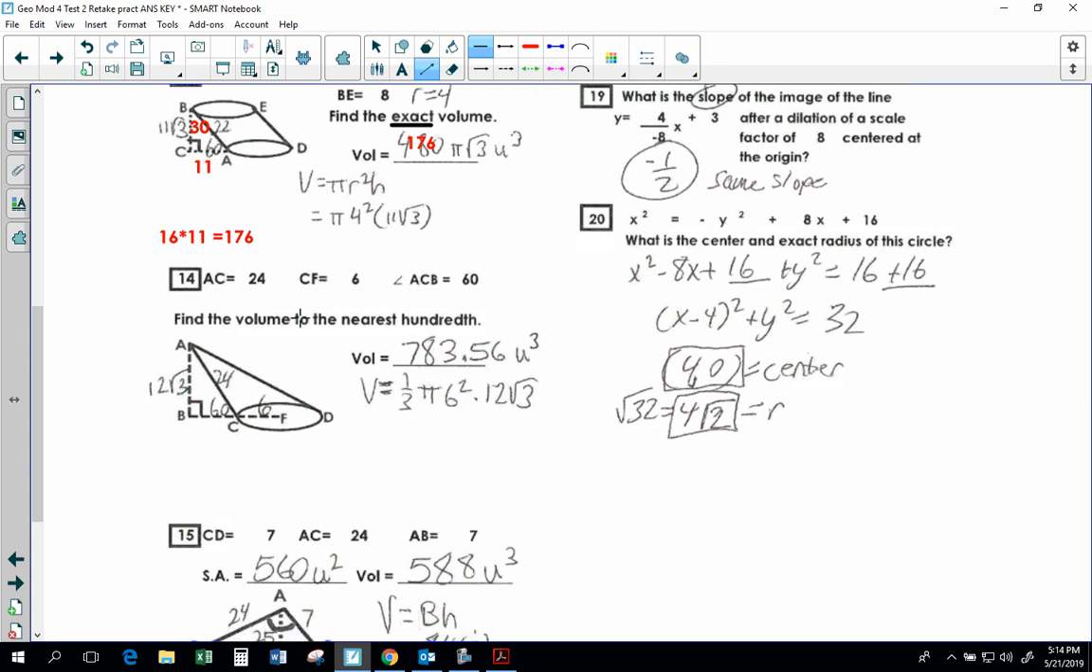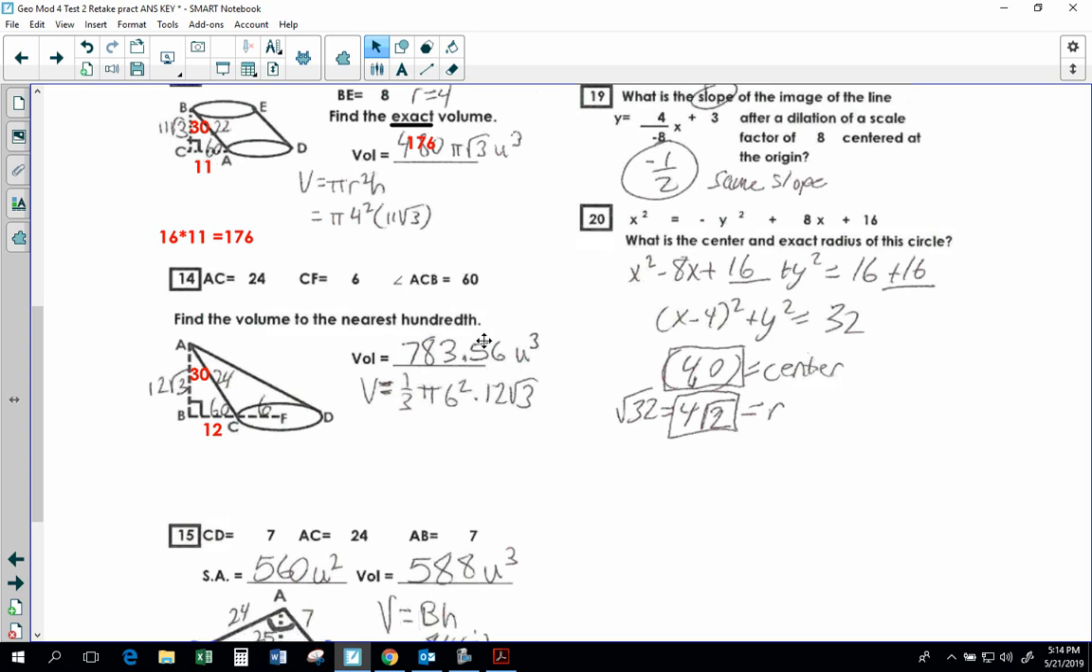The AC was 24. The ACB was 60. So it's just like this up here. This will be my 30 right there, which makes this side half the hypotenuse, 12. And this 60-degree side is always root 3 times longer, 12 root 3.